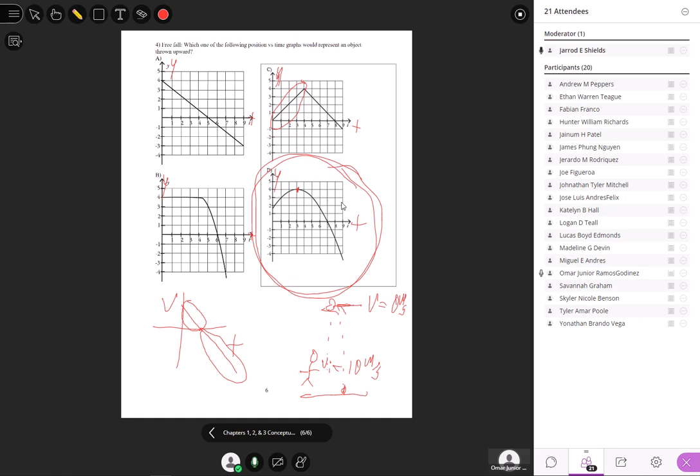It's quadratic because we're plotting displacement versus time. However, when we look at velocity versus time, it's actually a linear relationship, okay? It's a linear relationship because the acceleration is constant.